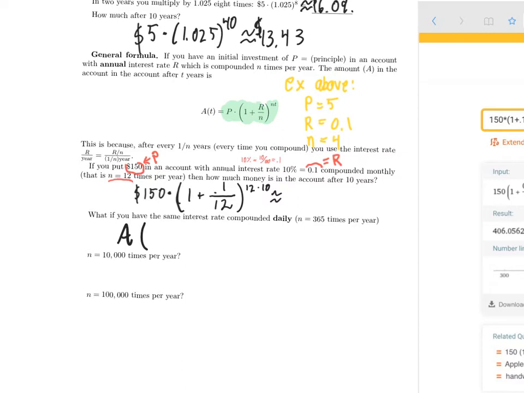So it looks like A, with the amount of time that is passing being 10 years, is approximately $406 and 6 cents. So I want to see what happens now.